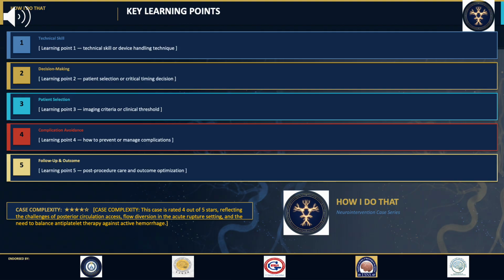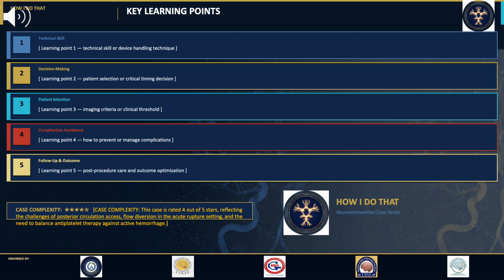Dual antiplatelet therapy is typically maintained for 3 to 6 months post-procedure, then transitioned to aspirin monotherapy based on angiographic results. Clinical follow-up tracks neurological recovery, the diagnosis in a Hunt and Hess grade 3 patient. The trajectory from drowsiness and hemiparesis to functional independence is the ultimate outcome measure.